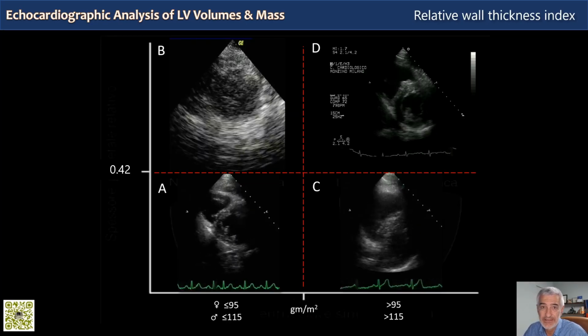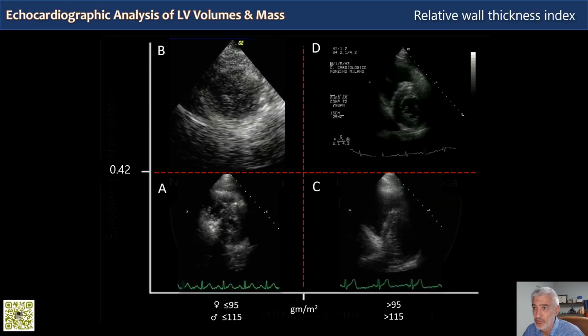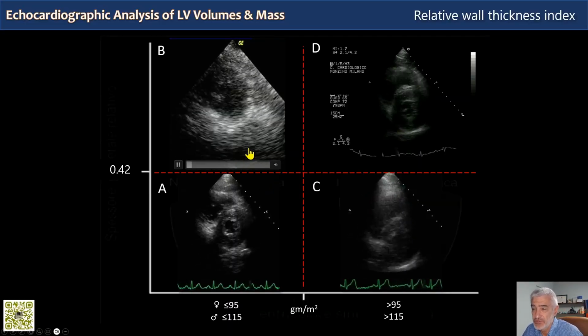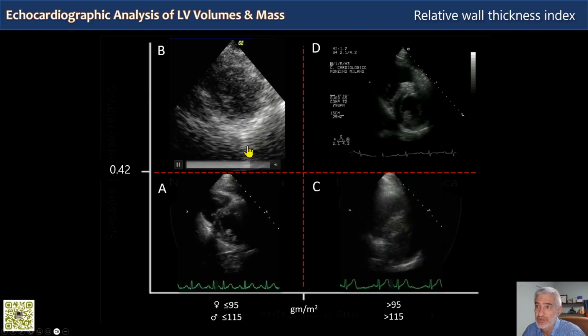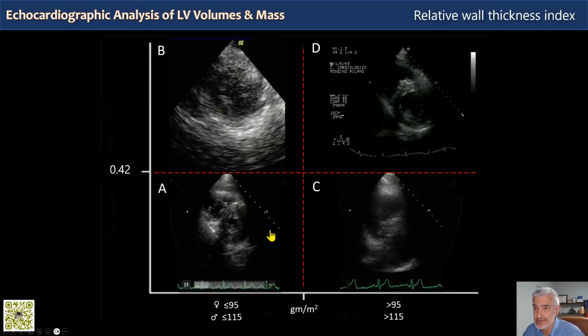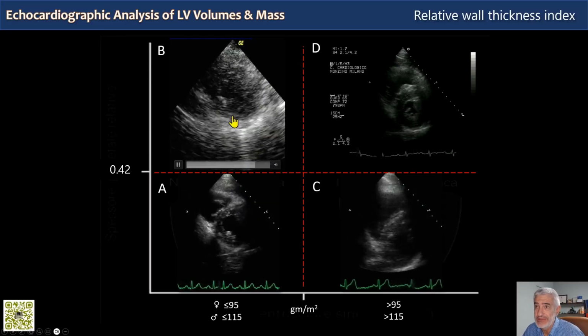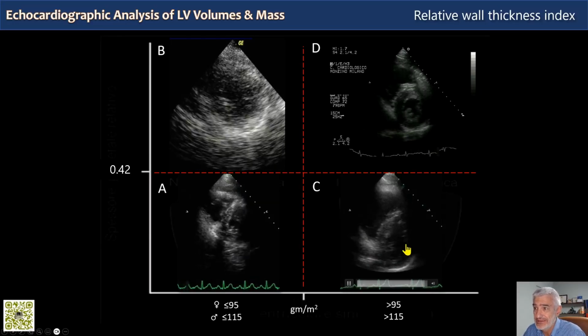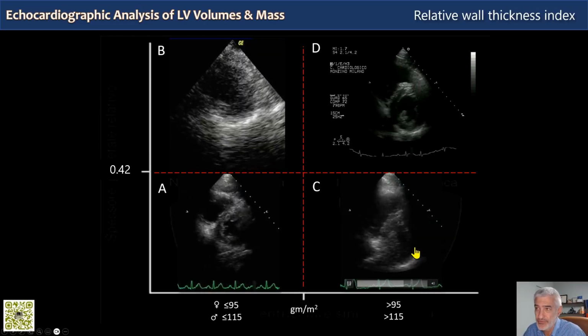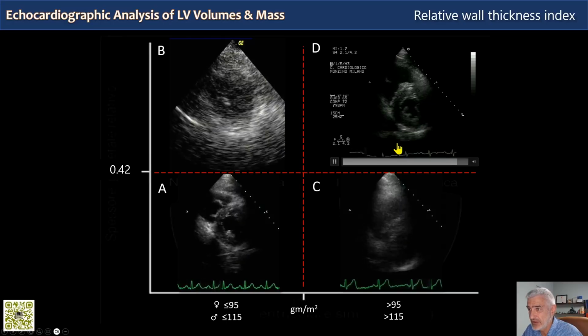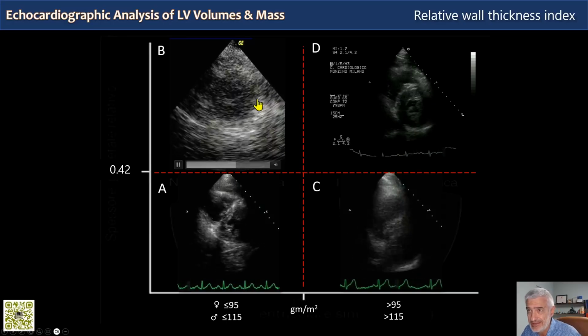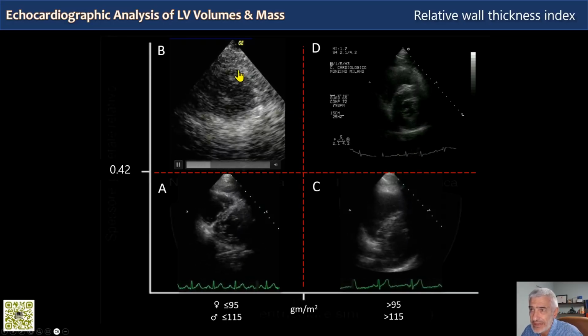And in this slide you see for the four types of left ventricular geometry, the 2D imaging in short axis. So in A we have the normal geometry, in B the concentric remodeling, in C the eccentric hypertrophy, and in D we have concentric hypertrophy, okay, with the endocardium and the epicardium.